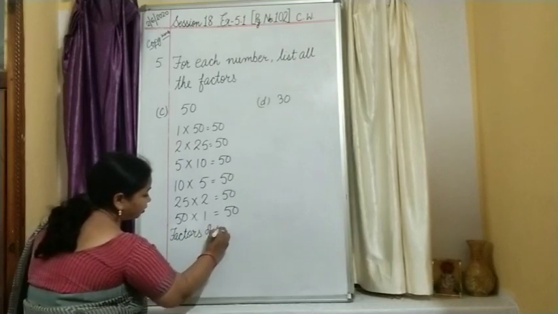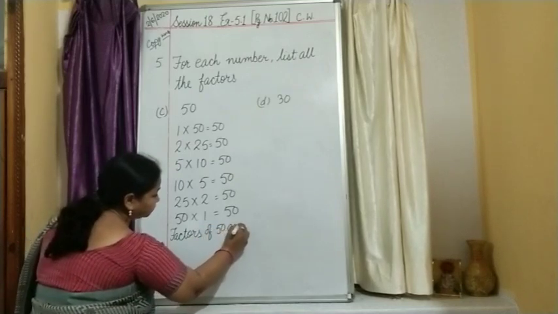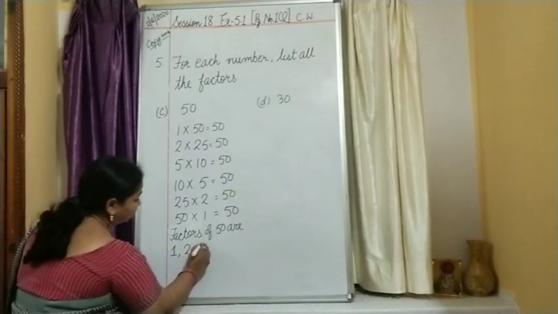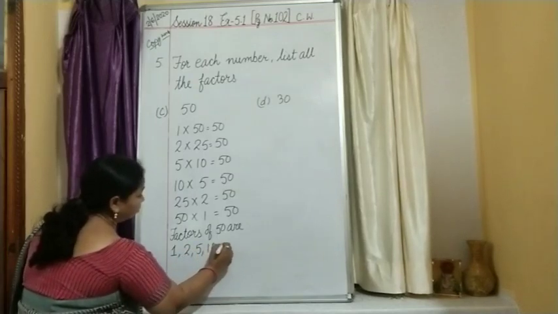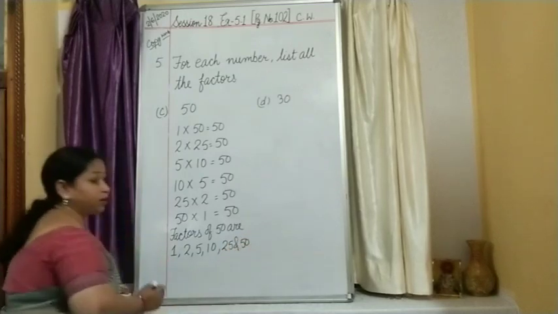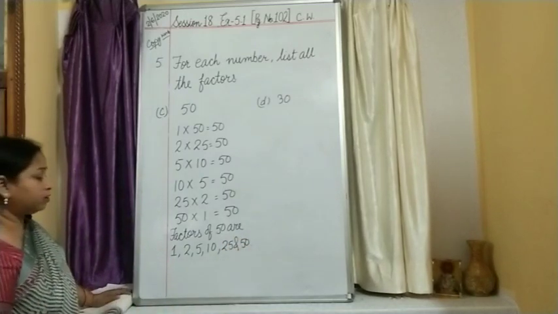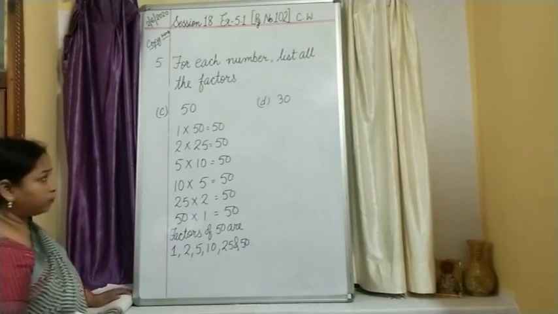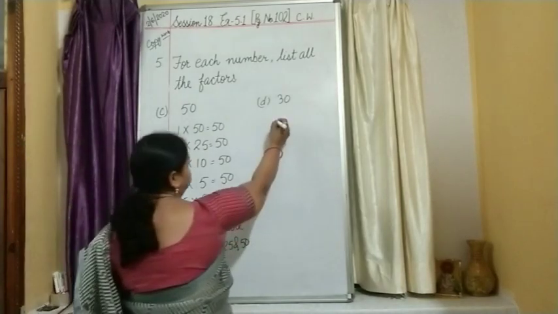Now at last we have to list down what are the factors we have got. Factors of 50 are 1, 2, 5, 10, 25 and 50. So whenever you are writing all the factors together, children, try to write them in ascending order. Okay. Let us see for 30.